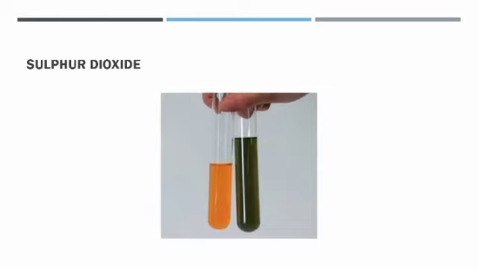Next, I have sulfur dioxide. For that, I can use potassium permanganate, which turns from purple to colorless, or acidified potassium dichromate(VI), and that is going to turn from orange to green.